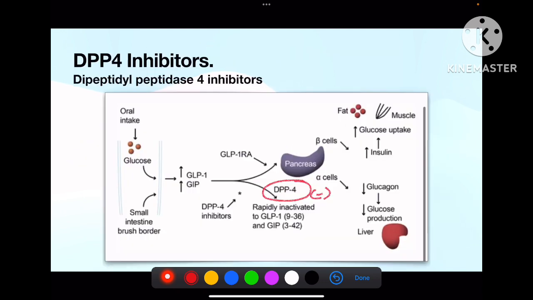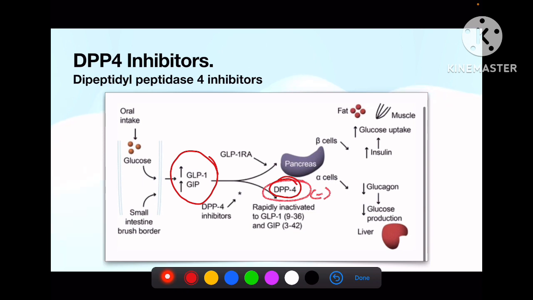Right. Then the other one is DPP4 inhibitors, the dipeptidyl peptidase 4 inhibitors. We are targeting DPP4 here, because as I told you previously, when this DPP4 enzyme comes, it can suppress the GLP-1 and GIP. When GLP-1 and GIP are suppressed, as I previously explained, beta cell stimulation and insulin production will be affected. Then due to lack of insulin, what will happen? Your blood sugar level will be high.